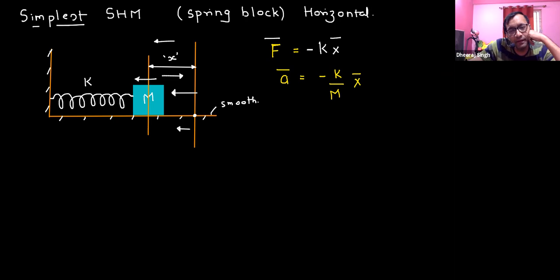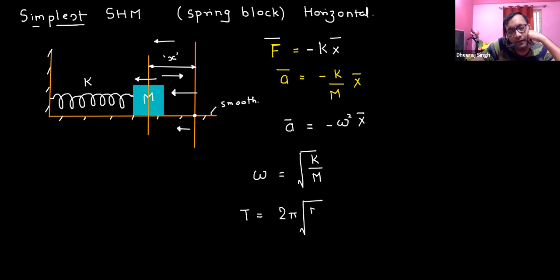Now, if you compare it with the equation of SHM, you will automatically get omega to be the square root of K by M. And if this is omega, the time period is 2 pi times the square root of M by K. So we have got the time period of oscillation. I hope this is clear to everyone. Anyone has any doubt, type in quick, else I move forward. Clear? Okay.